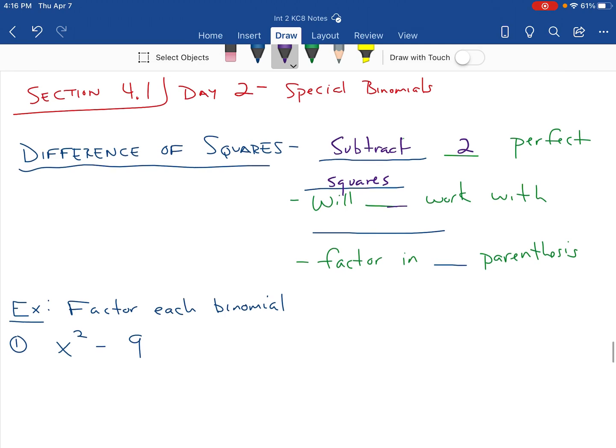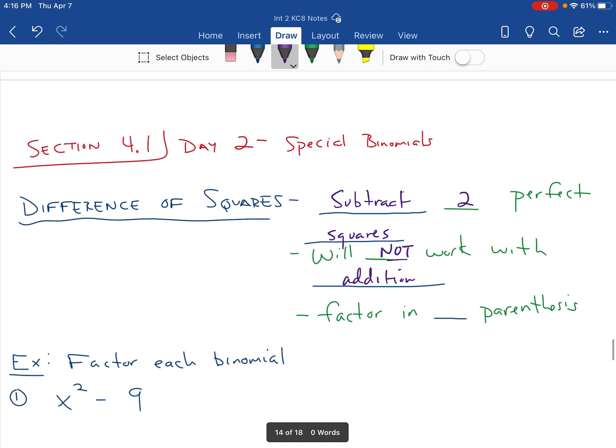Okay, this will not work with addition, okay? The difference of squares has to be two perfect squares being subtracted. It will not work if it's two perfect squares being added together. That is prime. You cannot factor that.